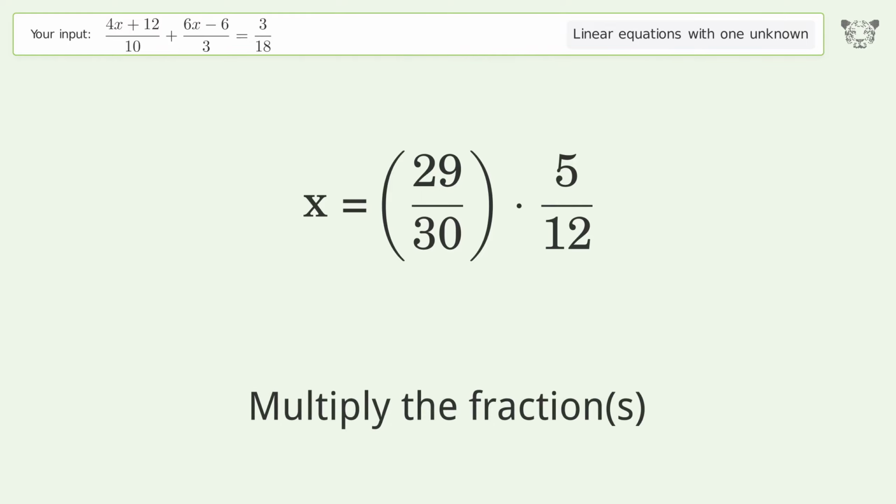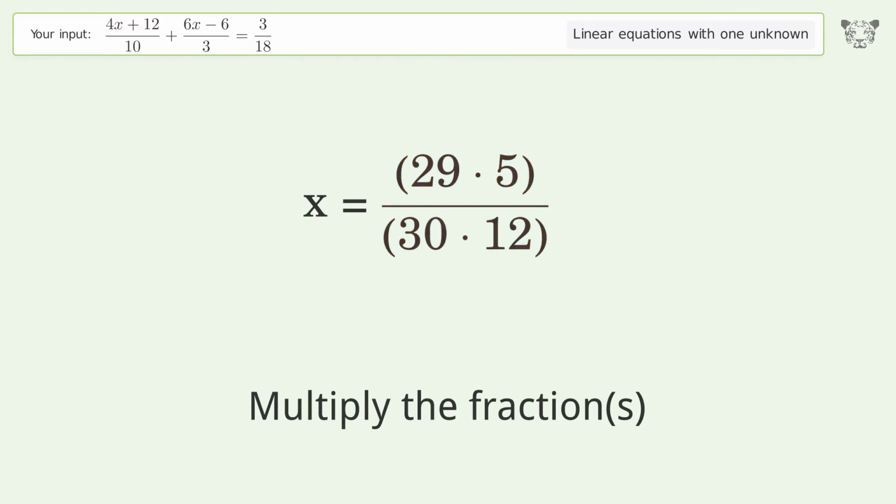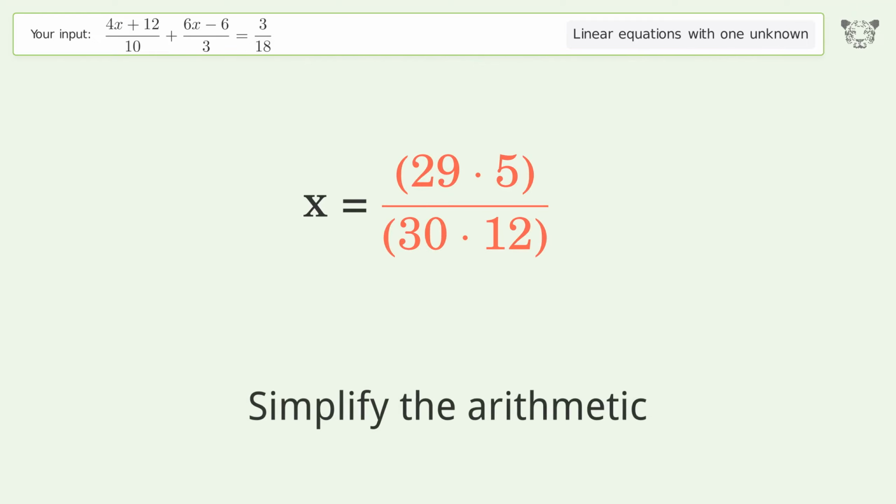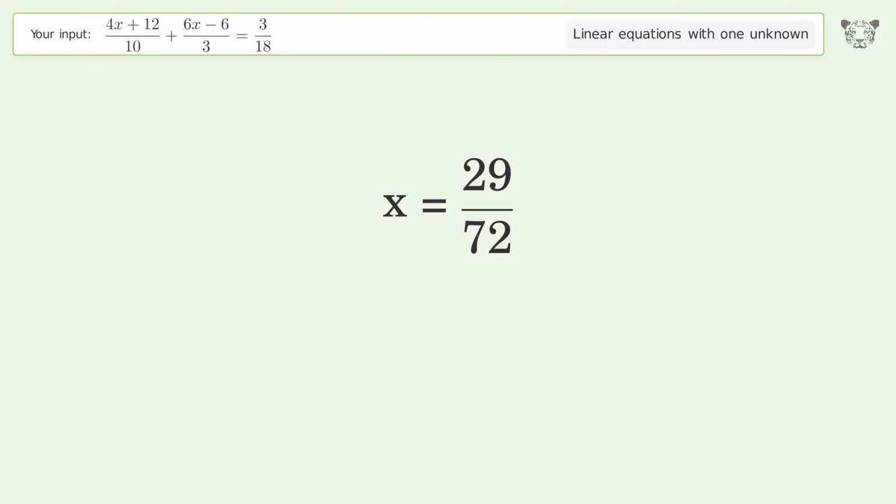Multiply the fractions. Simplify the arithmetic. And so the final result is x equals 29/72.